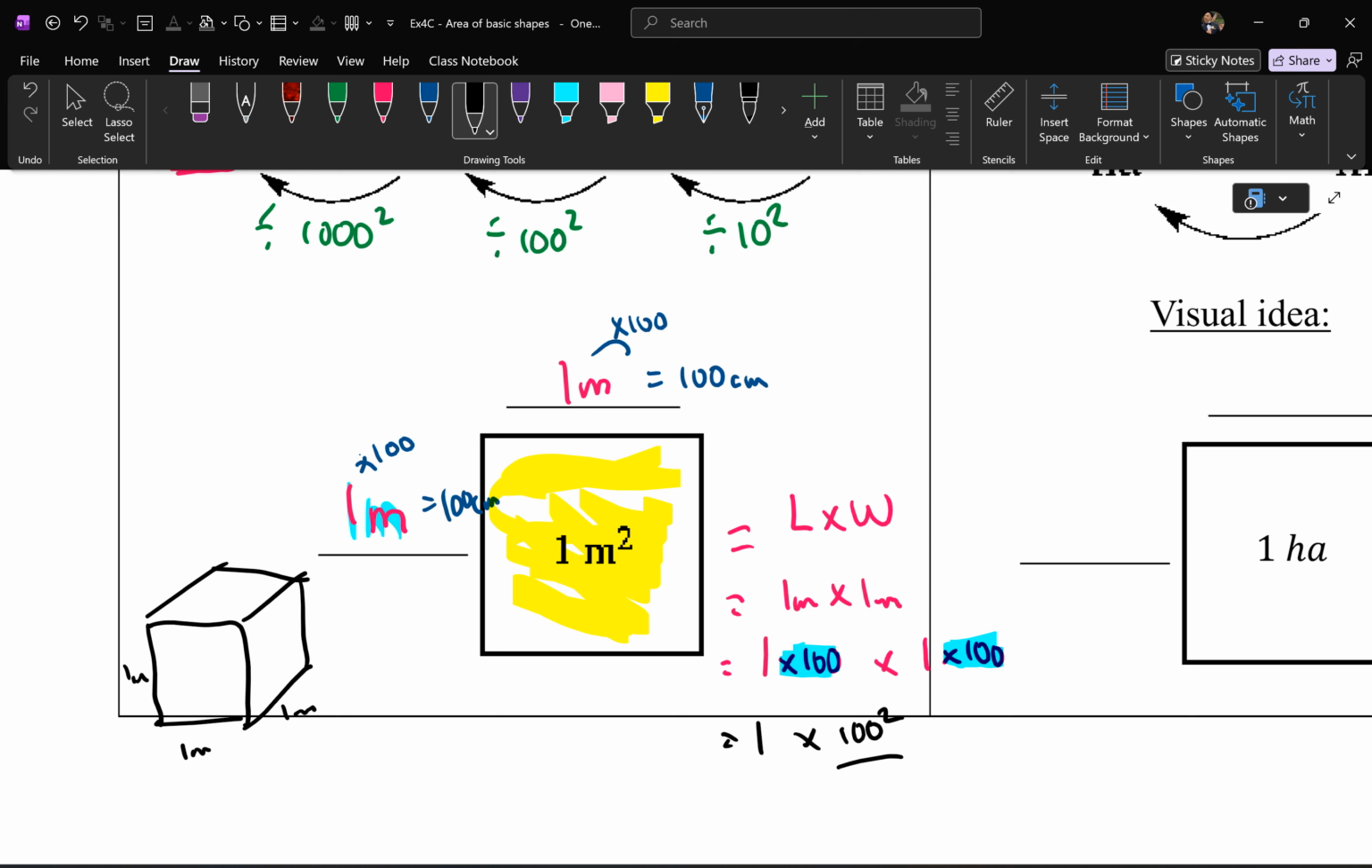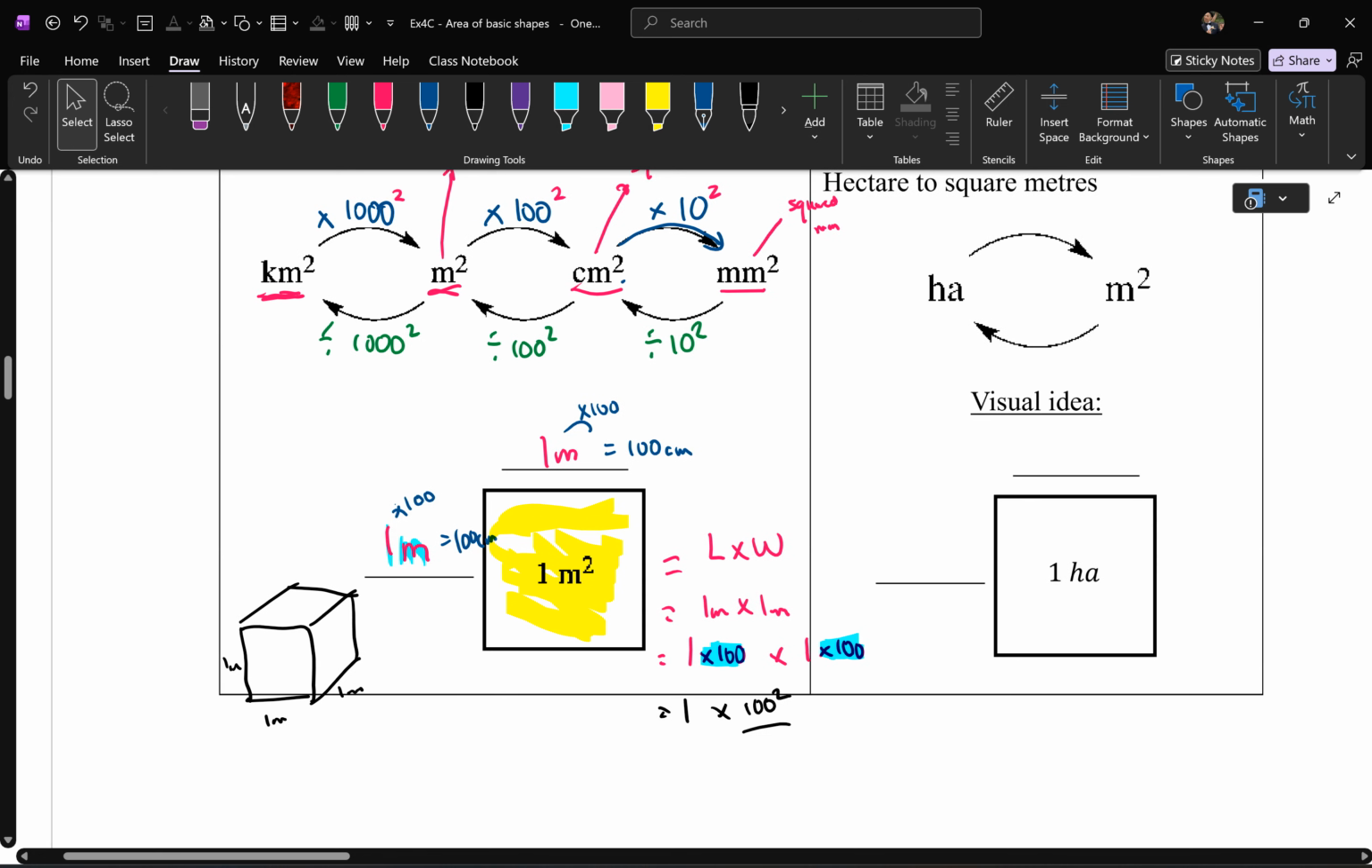So if you visualize what 1 square meter looks like, that's 2 dimensions. That's a space. That's where the formula or conversions work. All right? Now going back to houses.